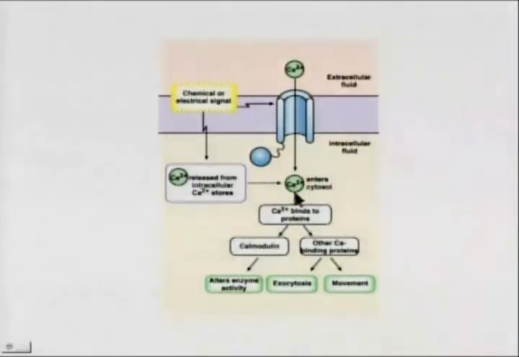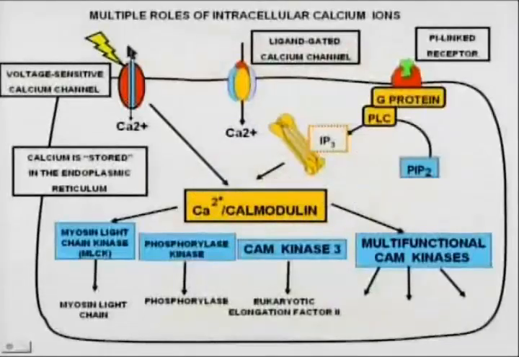concentrations of calcium. Then it can bind to proteins such as calmodulin, altering enzyme activity, or other calcium binding proteins, altering exocytosis and intracellular movement or cellular movement in general. So there are multiple roles of intracellular calcium ions. Here we see the voltage-sensitive calcium channels, ligand-gated calcium channels, the PI-linked receptors for intracellular sources being shown here.